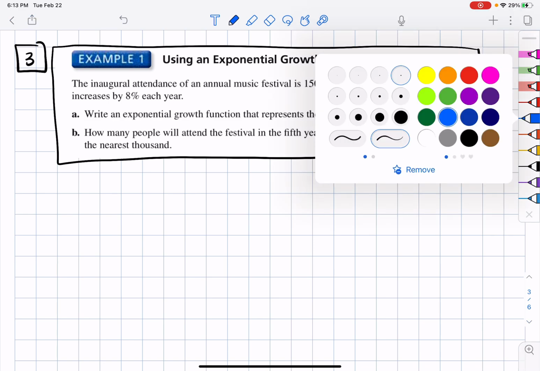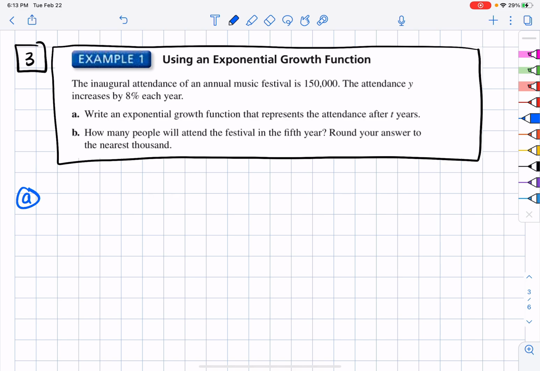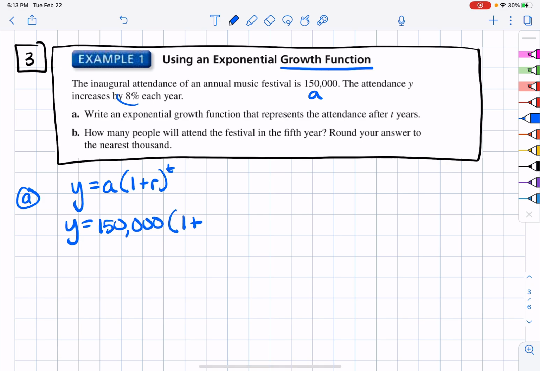Okay, so we'll use blue. For part A, we're going to start by saying y is equal to a times 1 plus r raised to the t. Since we know we're working with a growth model, we're going to set it up this way. A is our initial amount, our 150,000. So y is equal to 150,000, and we're gonna have 1 plus. Now our rate says it's 8% per year, but we have to express this as a decimal. 8% as a decimal is 0.08. So I'm gonna write that in as 0.08, and then we're gonna raise this all to the power of t. That represents everything we gotta do for our growth model.